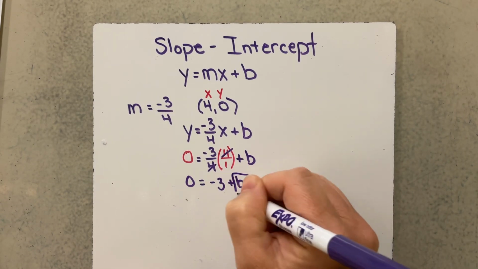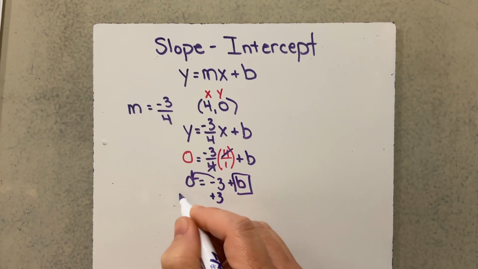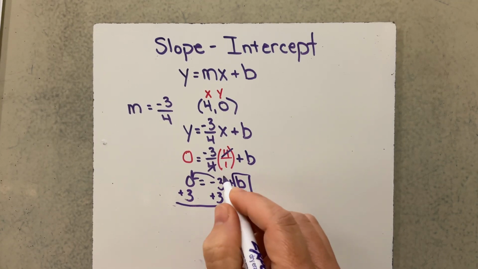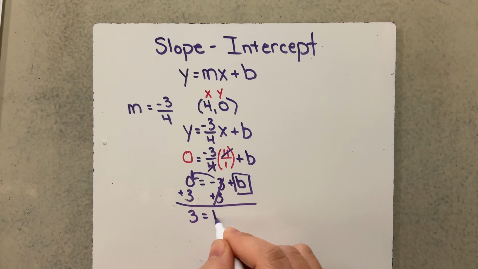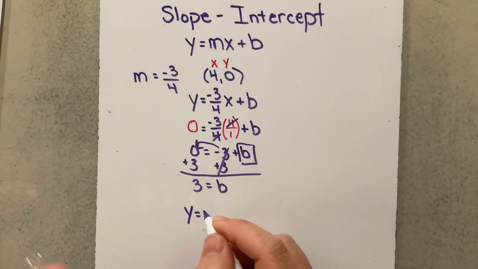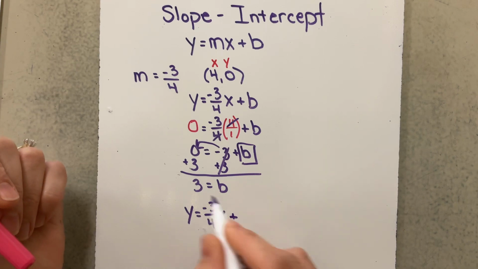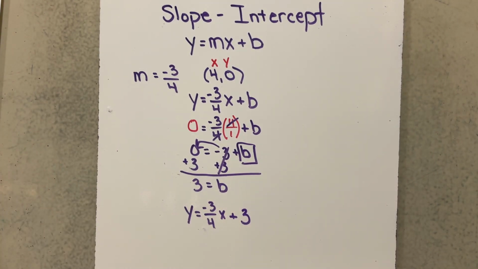I'm solving for my b, so I'm going to bring the -3 to the other side, and we are going to add the opposite. That leaves me with 3 equals b. Now we need to put it all together. So y equals my m, so -3/4 x, plus my b, which is 3. So sometimes we're given a slope and a point, and we form our slope-intercept equation, y equals mx plus b. That is one piece that you could be given.